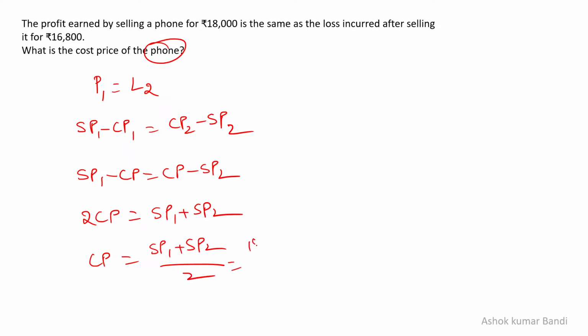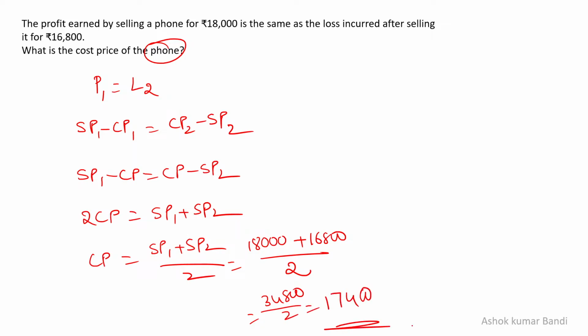That means simply (18,000 plus 16,800) by 2, which is 34,800 by 2, which is 17,400. That is as simple as that. We are having SP and CP. So first case profit equals second case loss. We got two different values and we can easily find out CP here because the only unknown variable is CP there.